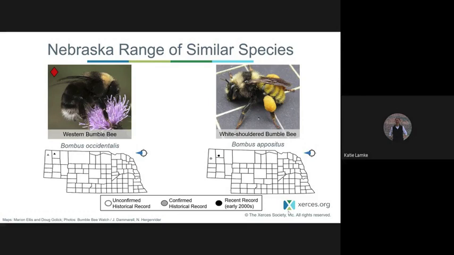However, for Bombus appositus, this might not be the case. It might, again, just be due to our sampling effort. And once more of us are out there actively looking for bumblebees, we might find some more occurrences of them.